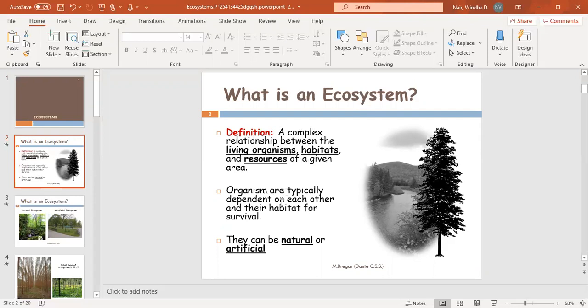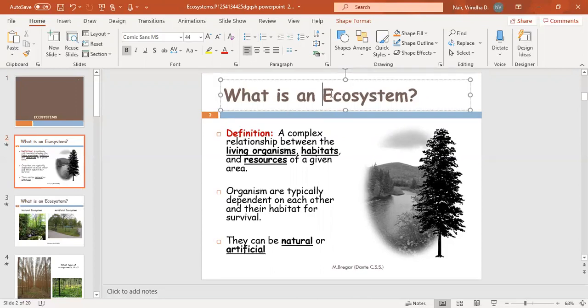Organisms are typically dependent on each other and their habitat for survival. So obviously we know that each and every organism is dependent on the other in different ways, may that be even human beings. We are all dependent towards each other. We need a certain kind of dependency, and that is how survival goes, correct? So again, this is a simple concept.